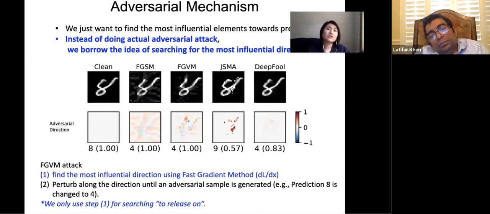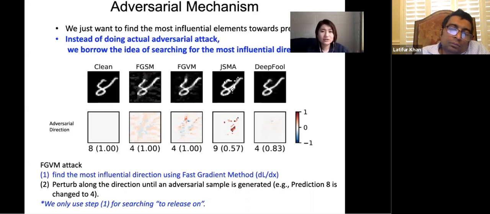However, we just want to find the most influential elements towards the prediction. Just like I mentioned earlier, I just want to find the most influential phrase in the question. So instead of doing an actual adversarial attack, we borrow the idea of searching for the most influential direction. So we only use step 1 for searching to release on.